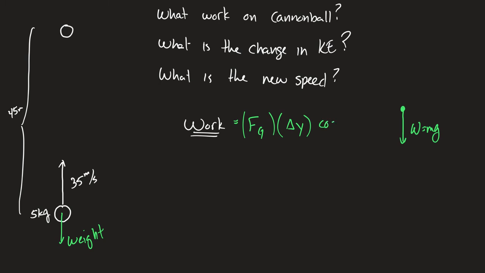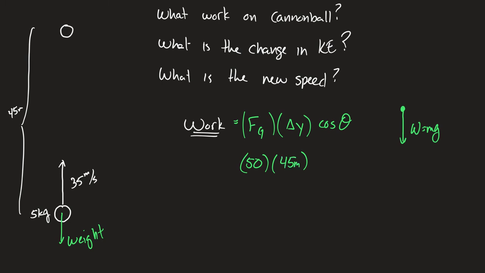And then there's the cosine of the angle, and this is the angle between the displacement and the force of gravity. So when I go to fill in all these pieces, the force of gravity is going to be 50, but it's probably 49 in the book, because they probably use 9.8, but 50 works for me, I hope. If you'd like, we can use 49. It's up to you guys. All right, so 50 newtons. The displacement is upwards, and it's 45 meters.